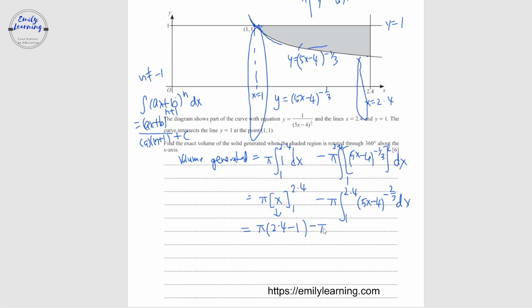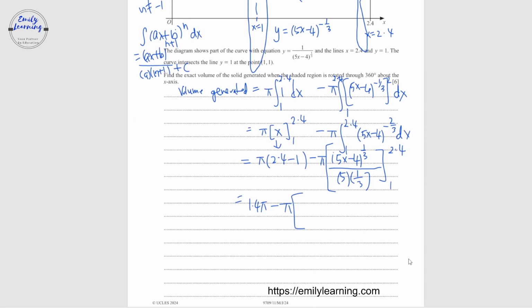So coming back to this, I have minus pi, and my ax plus b is basically my 5x minus 4. Now my power is minus 2/3, or n is negative 2/3, so negative 2/3 plus 1 is basically 1/3, then over a, which is 5, and then n plus 1, which is 1/3. Then we will go from 1 to 2.4. So we have 1.4 pi minus pi.